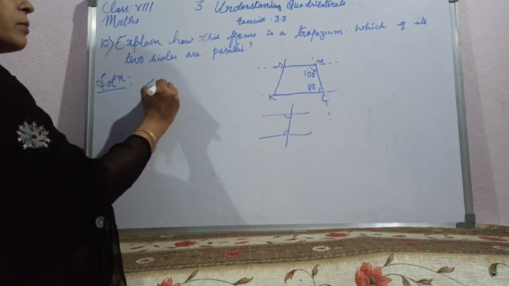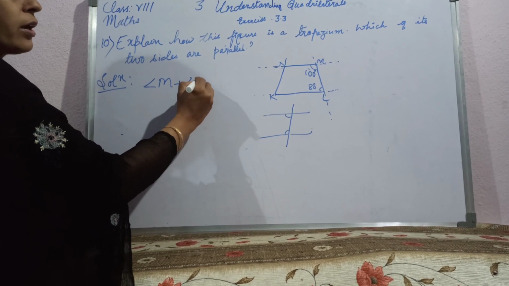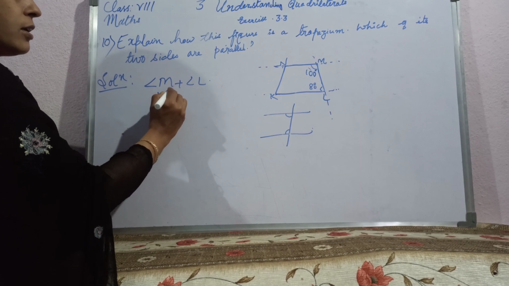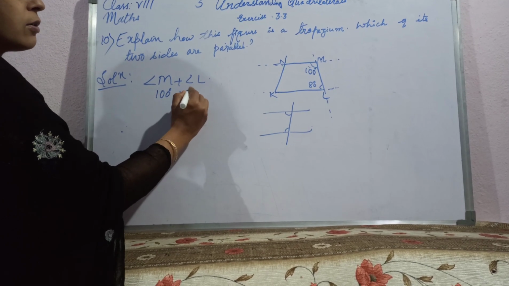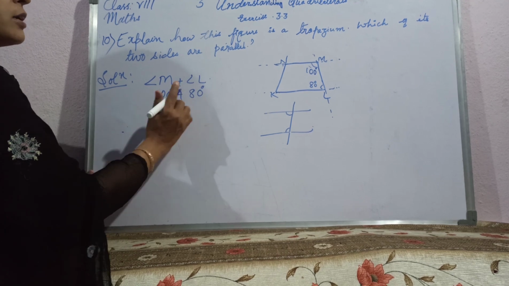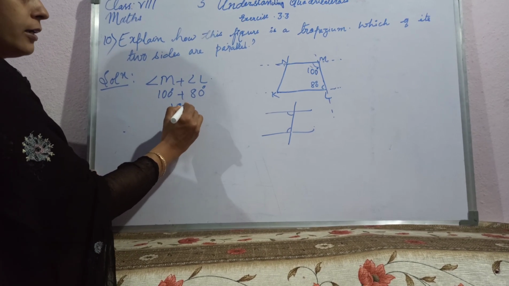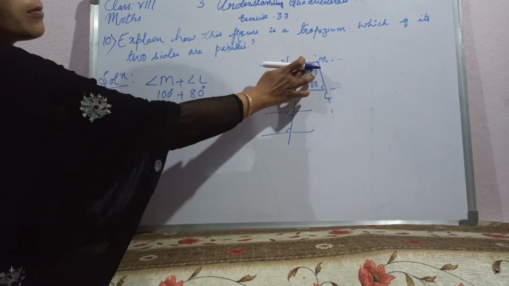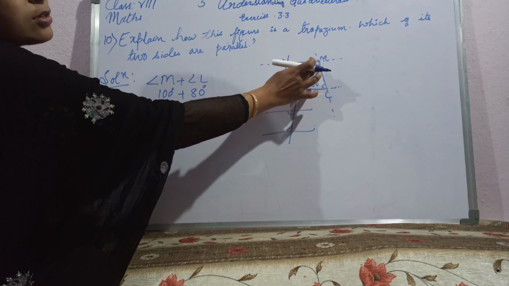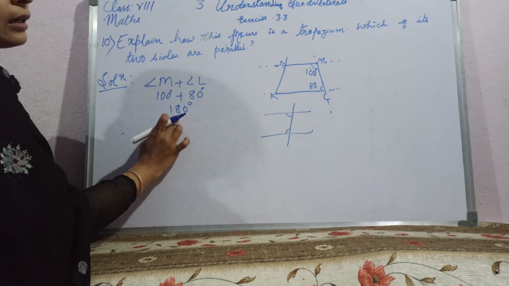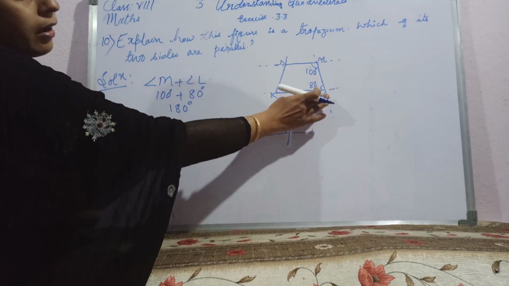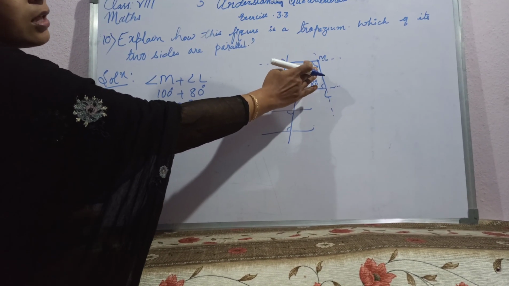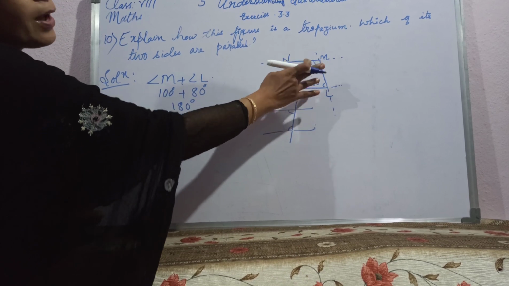So the measure of angle M is 100 degrees, whereas L is equal to 80 degrees. 100 plus 80 is equal to 180 degrees. So you can see that the angle sum of these two angles is equal to 180 degrees. These angles are towards one side of the transversal, or you can say one side of the non-parallel side.